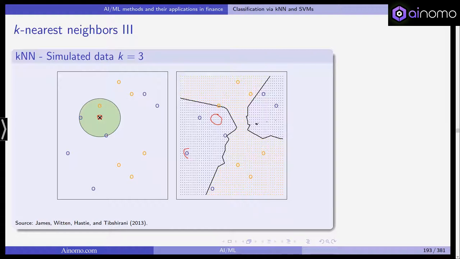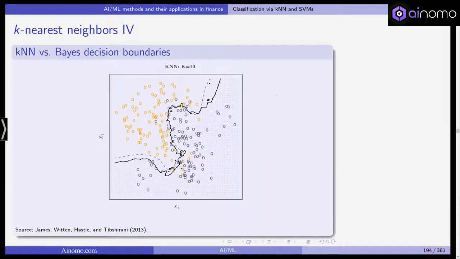And what happens is you obviously get a nonlinear classifier, nonlinear classification boundaries. And this is 3 nearest neighbors. You can also use 5 nearest neighbors, 10 nearest neighbors. With the simulated data, obviously, with so few observations, it doesn't make any sense. So this is k nearest neighbors.